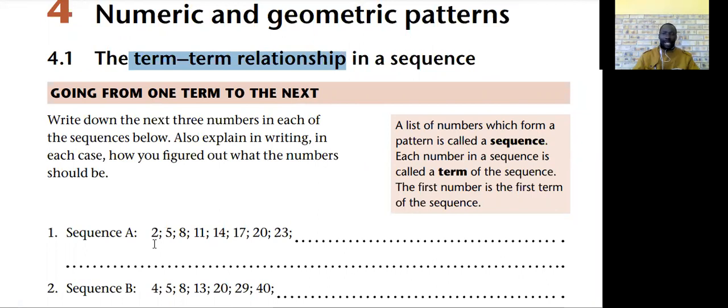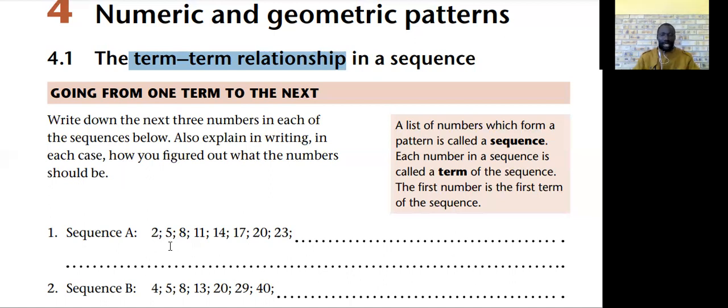Just a quick reminder, this list of numbers which forms a specific pattern is called a sequence, and each number in the sequence is called a term, with the first number being the first term. If you look at sequence A, the first number is 2. The first term is 2. The second term is 5. Possibly something was added onto 2, and that was 3, to get 5.